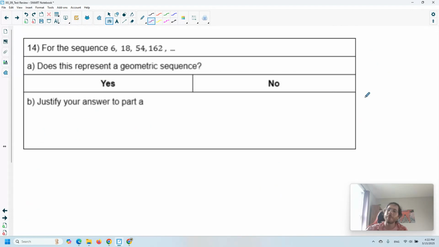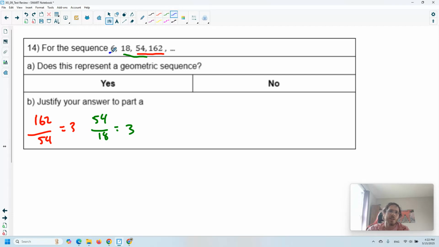All right, for 14, we got a sequence here, so we have to decide if this is a geometric sequence. So to figure it out, we have to do all of the divisions. So 162 divided by 54, that's 3. 16 divided by 5 is 3 with a 1 left over. 12 divided by 4 is 3. So we get 3 for these two. I got to check the next two. 54 divided by 18, that's also 3. Because 3 times 8 is 24 and 3 times 10 is 30. Add those up, we get 54.